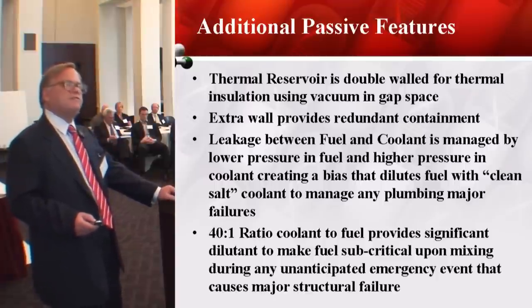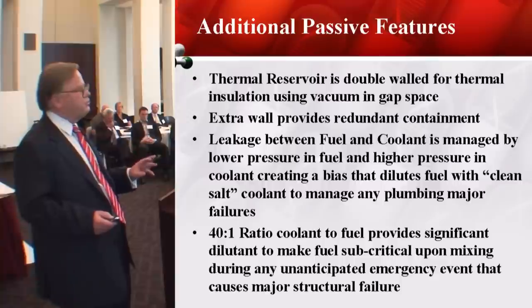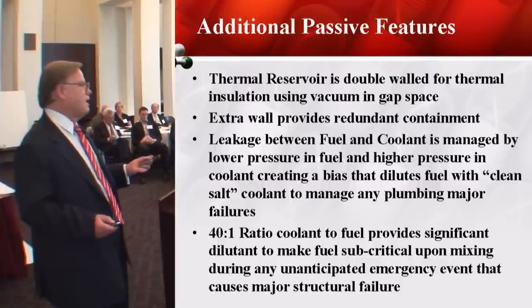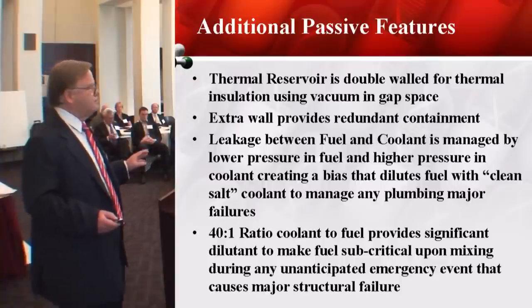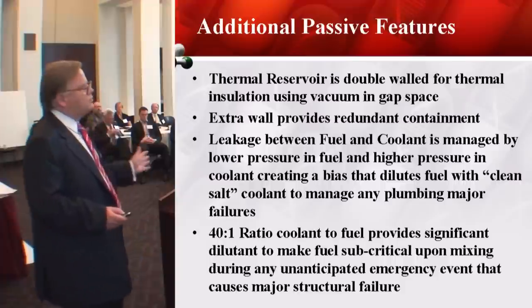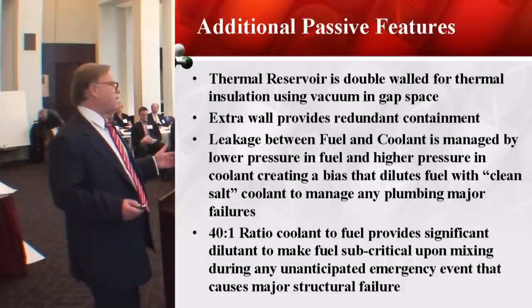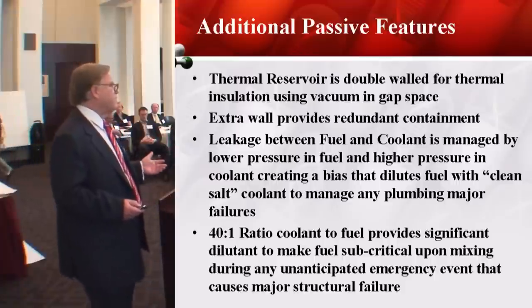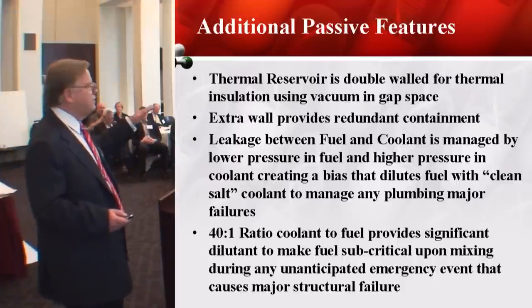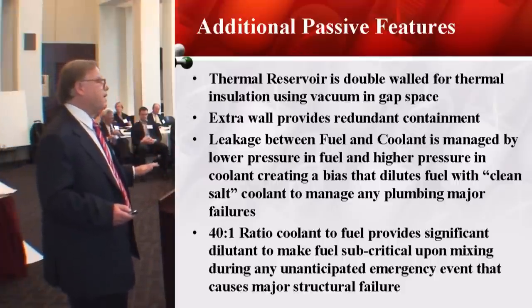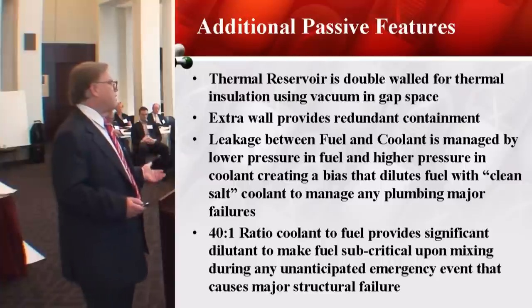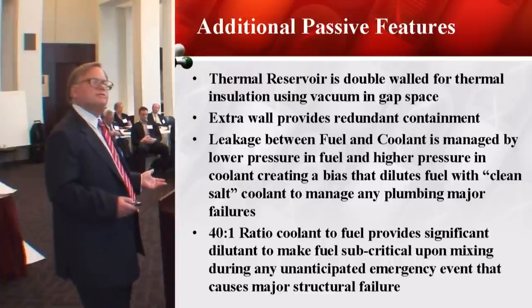We have the leakage managed by the differential pressures. We've got a lot of pipes here, so we're going to have leakage. So we have the bias going towards the fuel. That way we're diluting our fuel, and we can detect we're having a problem because the reactivity of the machine is going to go down. And that will give us a clue. Maybe it's time to change out those pipes inside.